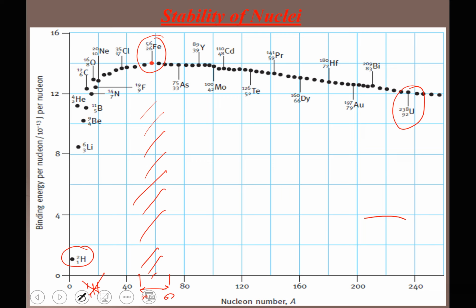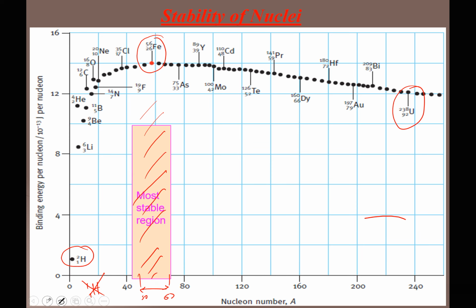which means nuclei with a nucleon number greater than 60 are less stable, and nuclei on the left-hand side, with a nucleon number less than 50, also have a smaller binding energy per nucleon, therefore they are less stable. So this region here is going to be called the region of stability, the most stable region.